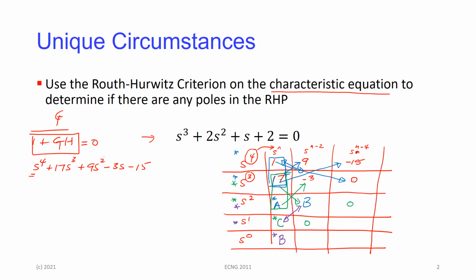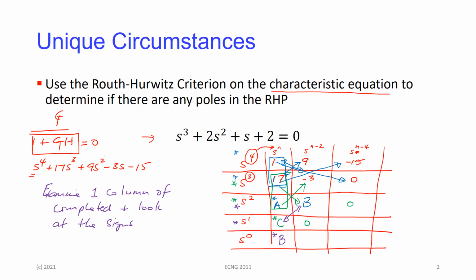So once you do that, and you haven't made any mistakes, what the criterion tells us now is that we look into this column. We look at the first column. So you examine the first column of the completed table and look at the signs.